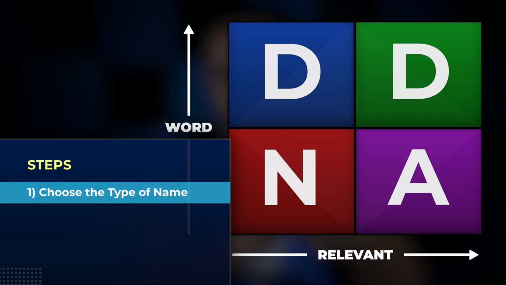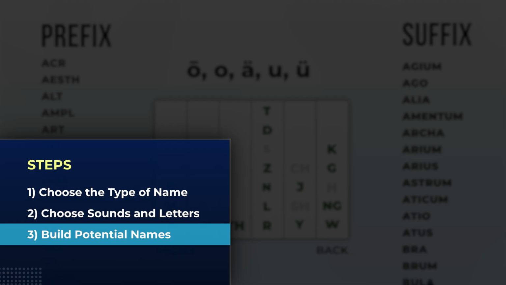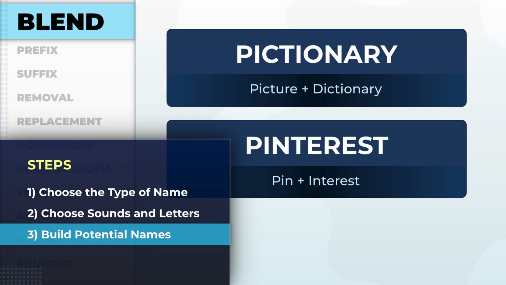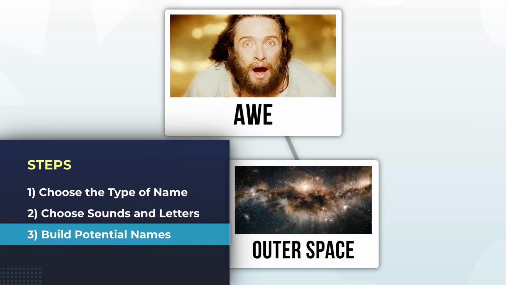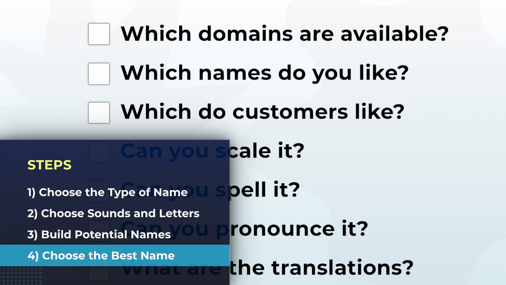So those are all of the steps for building a meaningful name for your product or business. Choose the type of name, choose the sounds and letters, build potential names by brainstorming pathways across prefixes and suffixes, morphing relevant terms and adjectives, or finding metaphors that capture the intended emotion. And then you can narrow this list by various factors.